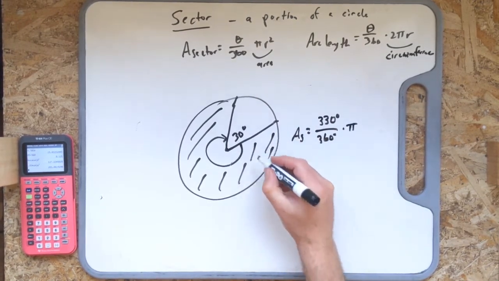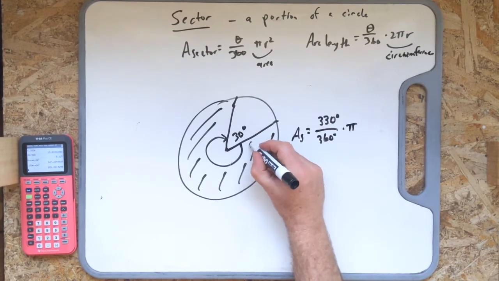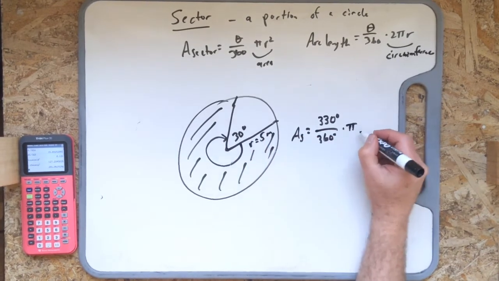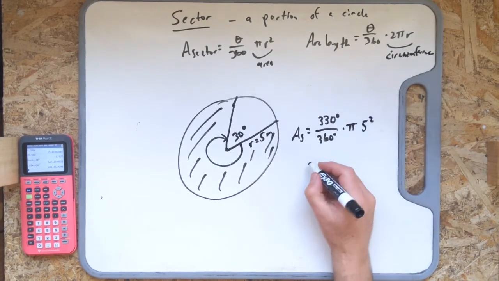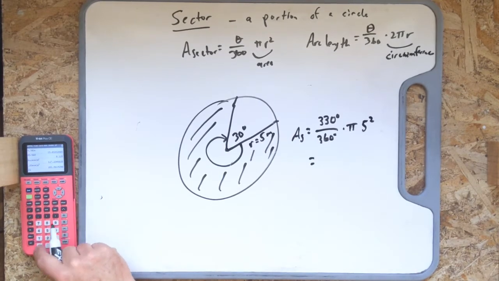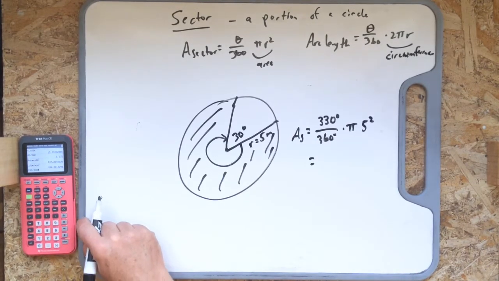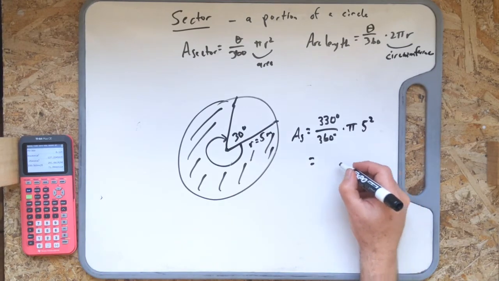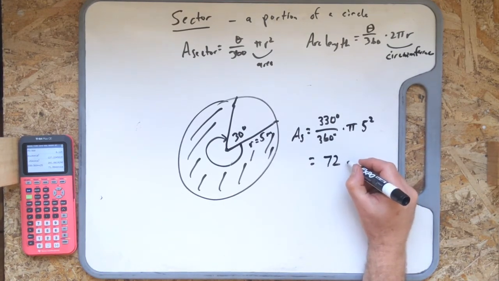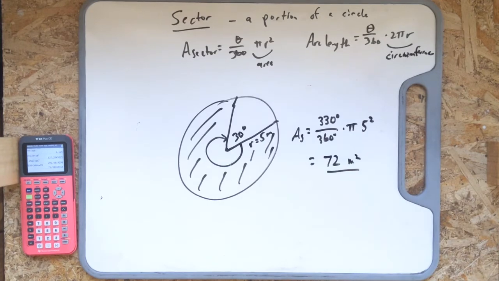Oops, I didn't give you a radius. Sorry, you probably noticed that. Let's make it 5 meters. Pause that again if you didn't get it there, and now try it again. Okay, if you're back, that's 5 squared. Sorry about that. 330 divided by 360 times pi times 25 is 72 square meters. Okay, pretty straightforward concept.